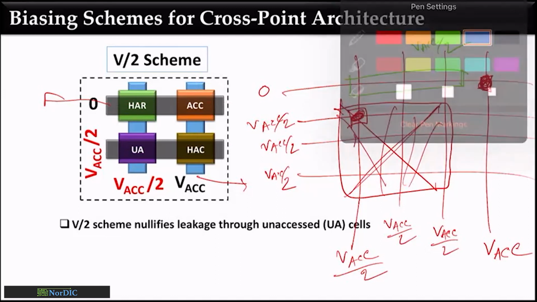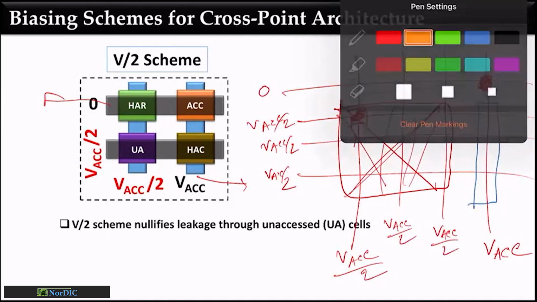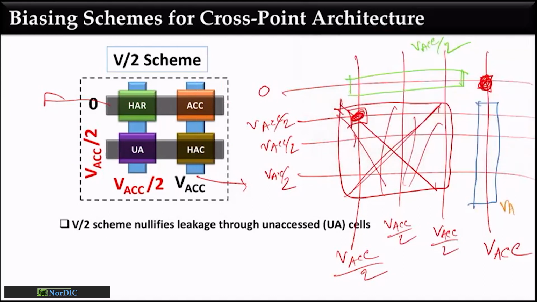Same thing happens to the cells that are in the same column. We cannot have 0 voltage across them. It's impossible. So we will have V access over 2 across them as well. As you see, the cells that are in the same row or in the same column will have half of the access voltage. That's why they are called half access row or half access column, HAR, HAC.